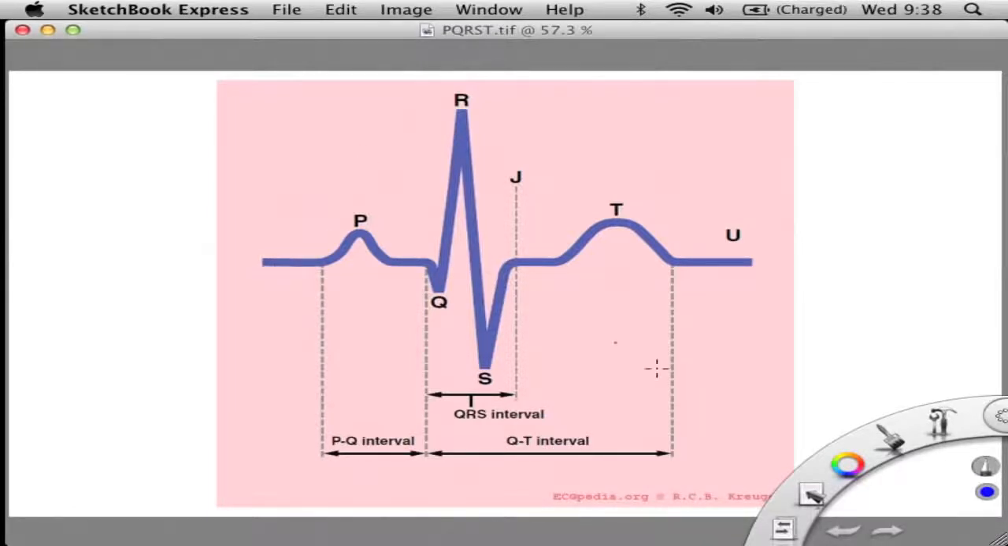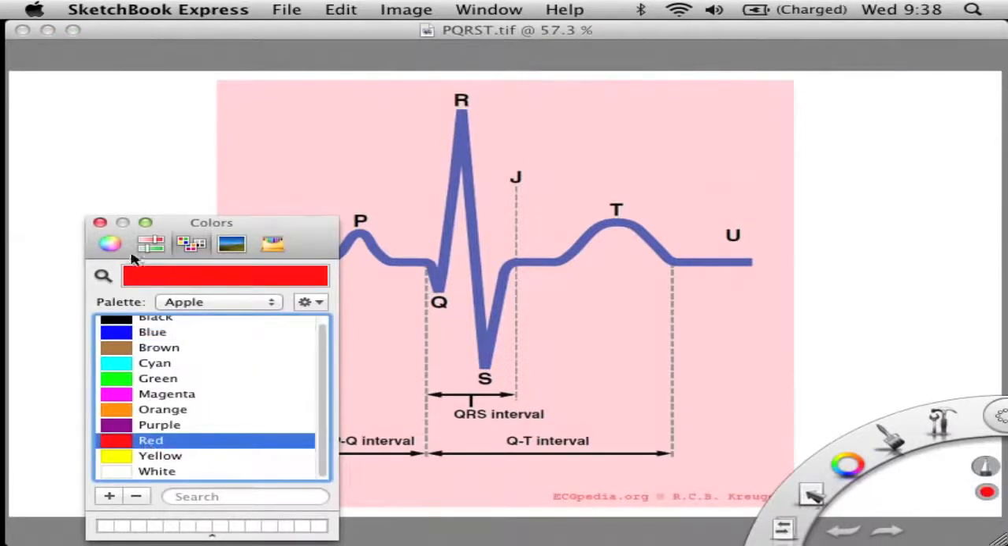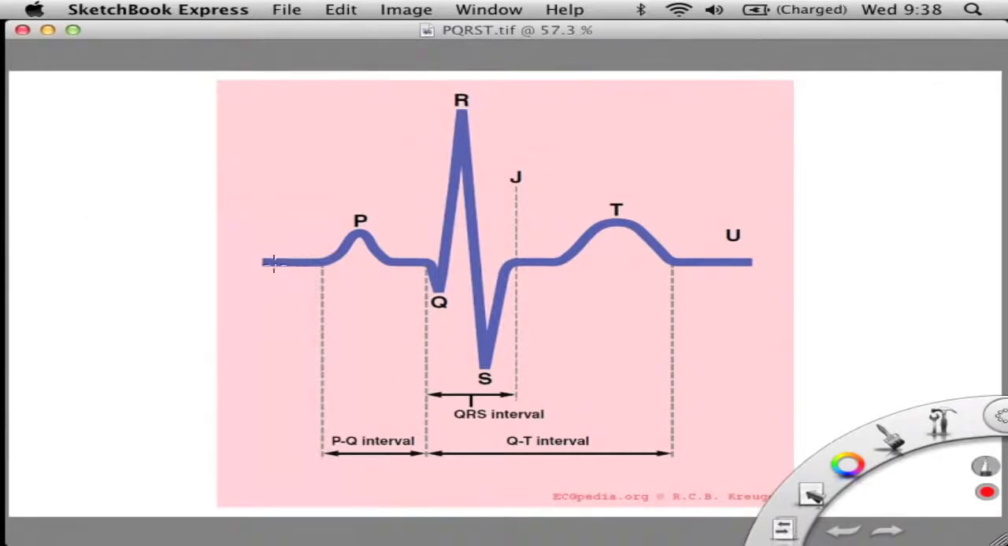So in this case, let me switch my colors around. In this case here, the isoelectric line is right here. It's supposed to be straight, okay? Not wavy like that. So that's the baseline. That's what everything is based off of. So anything above the isoelectric line is what we call positive, and everything below the isoelectric line we call negative. Okay, so if we're talking about a positive wave, it goes above the isoelectric line, or something that's negative is below the isoelectric line. Okay, is everybody good with that?